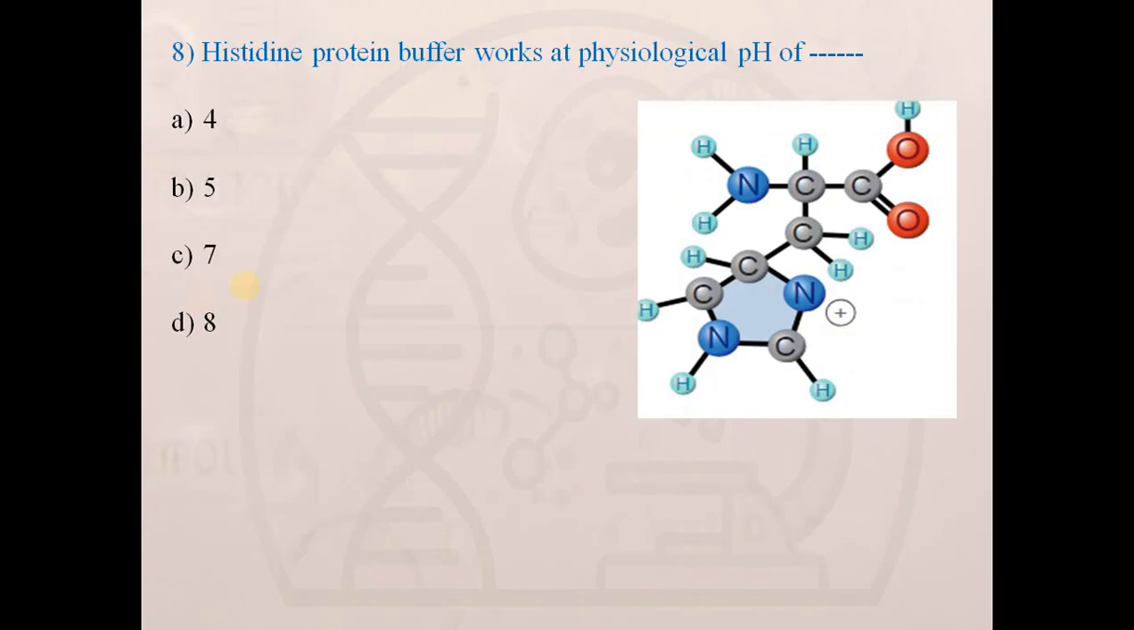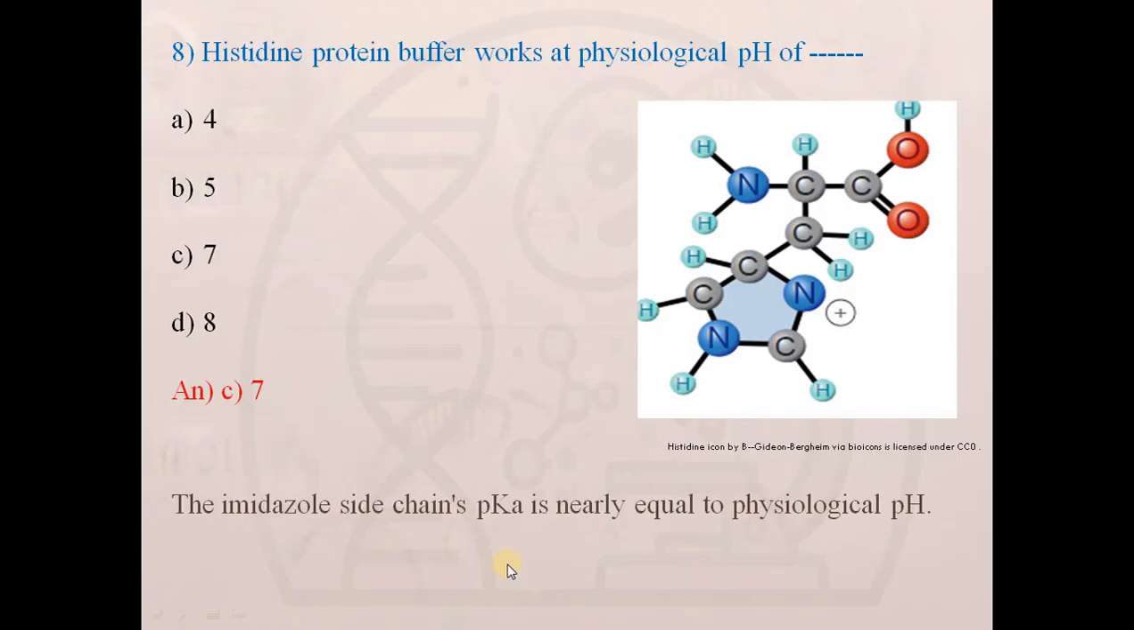So this is the structure of histidine. It contains an imidazole group. This imidazole group side chain pK is nearly equal to physiological pH. pK indicates the acid strength. So this pK value is nearly equal to physiological pH, that is pH 7. So histidine protein buffer works at physiological pH of 7.